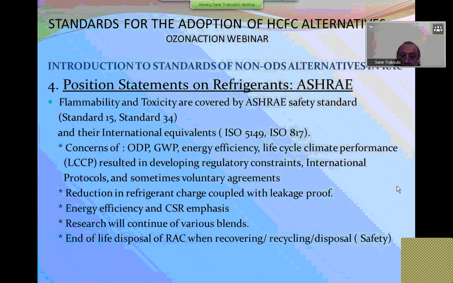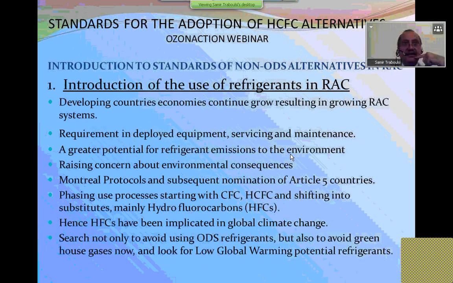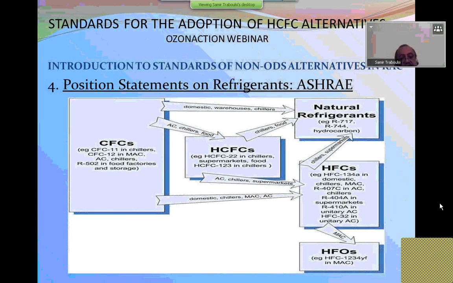But going back to the position statements, we can see on this slide how stakeholders or end users moved from CFC transitionally to HCFC, and that could be considered a pitfall from the day starting with CFC. We shifted everyone to HCFC because of the easy change. You could use a kit at the time to move from CFC to HCFC without the need of changing the refrigeration system. But what happened is users moved to HCFC, and now we're going back to them and saying, hey, HCFC is not good for you. Let's move to natural refrigerants or HFOs.